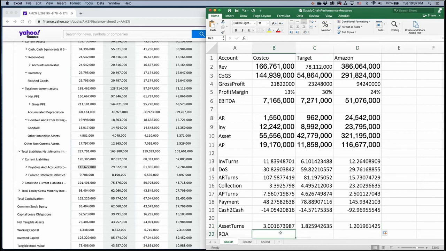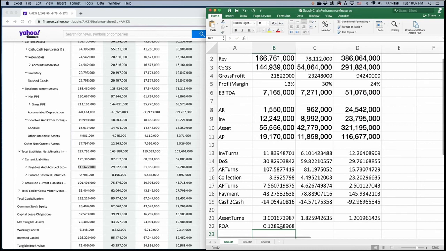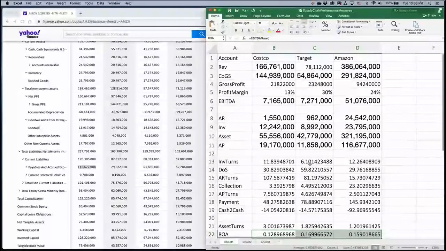And what is ROA? ROA is basically return on asset. So what is the return? Typically we can use EBITDA divided by our asset. So we invest our total asset. What is their net income or EBITDA? So this is ROA. So for these retail businesses, their ROA is 0.12 or 0.16 or 0.15, something like that. So we have this kind of information.